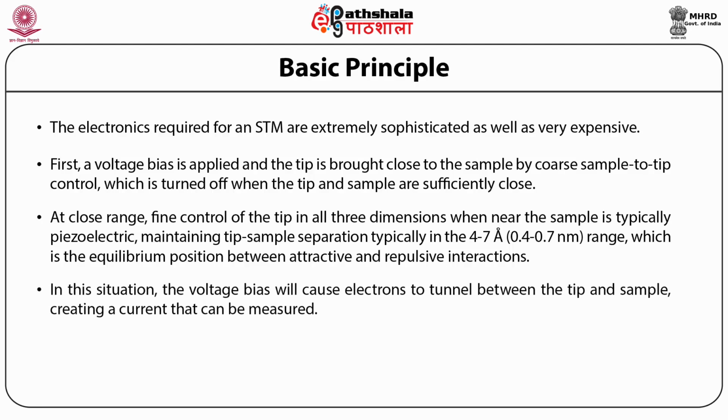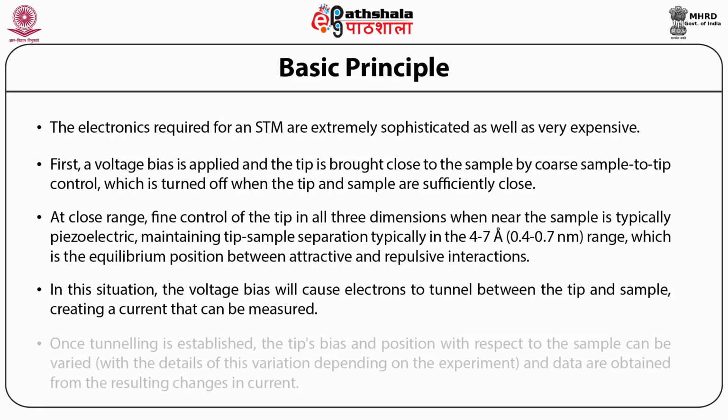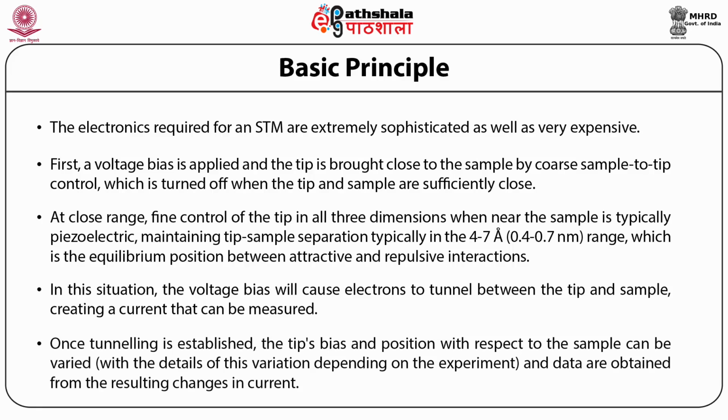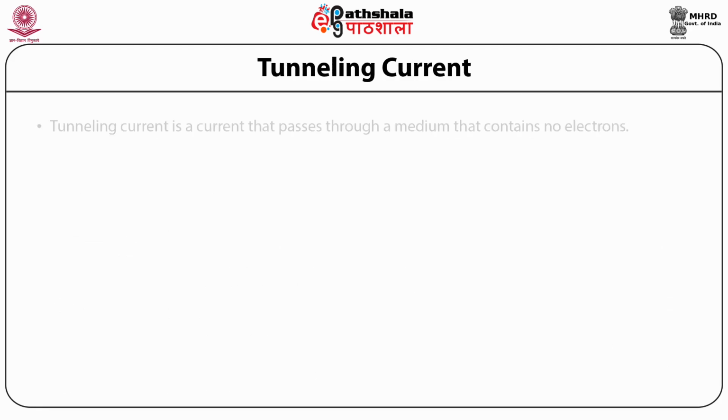In this situation, the voltage bias will cause electrons to tunnel between the tip and sample, creating a current that can be measured. Once tunneling is established, the tip's bias and position with respect to the sample can be varied, with the details of this variation depending on the experiment, and the data are obtained from the resulting changes in current. Tunneling current is the current that passes through a medium that contains no electrons.